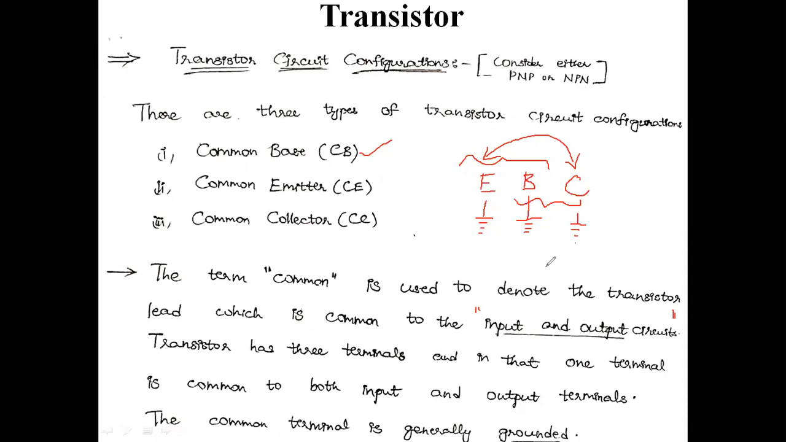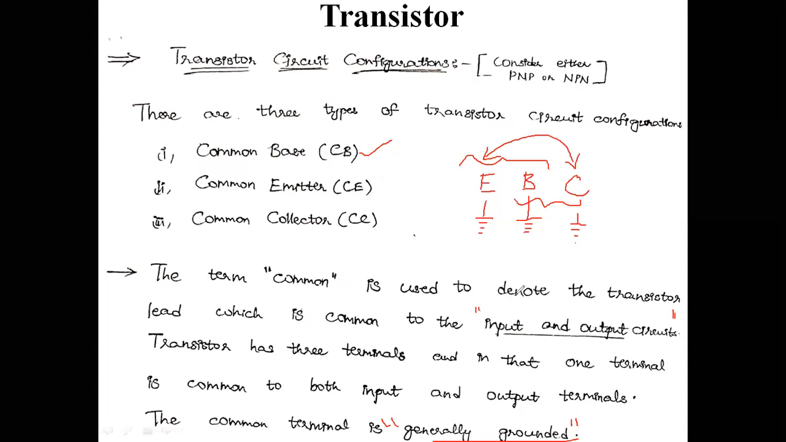The transistor has three terminals, and one terminal is common to both the input and output terminals. Therefore, the common terminal is generally grounded. Depending upon that grounding condition, I can treat the configuration as base type, emitter type, or collector type. I am going to categorize like that. We are going to see the different configurations.